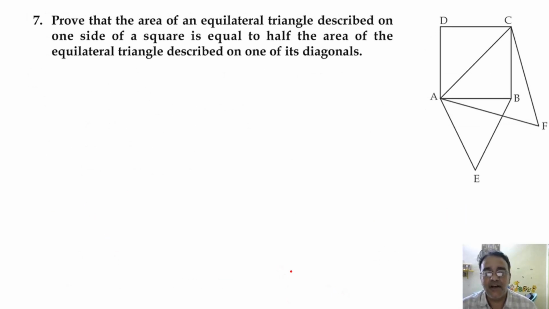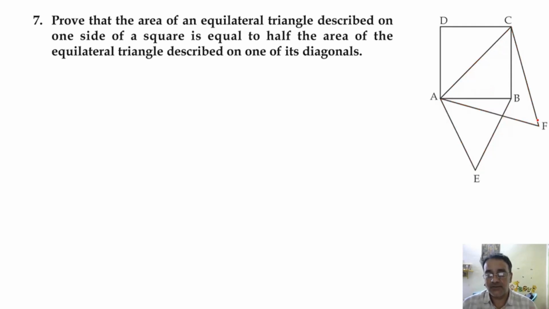Prove that the area of an equilateral triangle described on one side of a square is equal to half the area of the equilateral triangle described on one of its diagonals. See, ABCD is a square, and triangle ABE is an equilateral triangle described on one side, that is AB, and AC is the diagonal, and on the diagonal we make another equilateral triangle ACF. Are you able to identify these two triangles? Yes, sir.